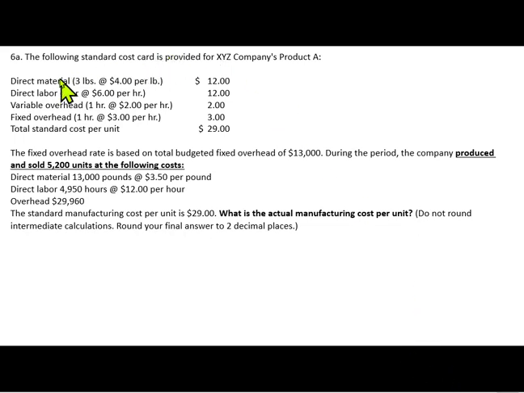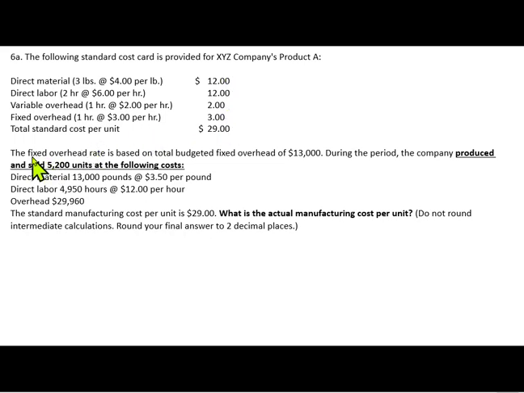The standards say that we should use 3 pounds of direct material at $4 a pound, or $12 worth of material for each unit we make. The standards say that we should use direct labor of 2 hours at $6 per hour, a total of $12. Our variable overhead should be 1 hour at $2 per hour, totaling $2. Our fixed overhead should be 1 hour at $3 per hour, or $3 altogether. And the total standard cost of a unit should be $29 when you add all these together.